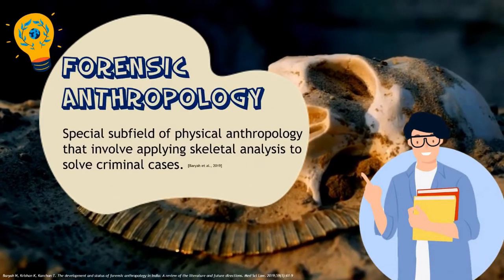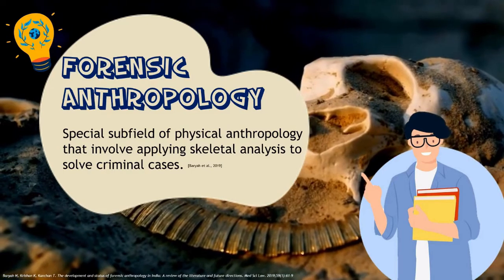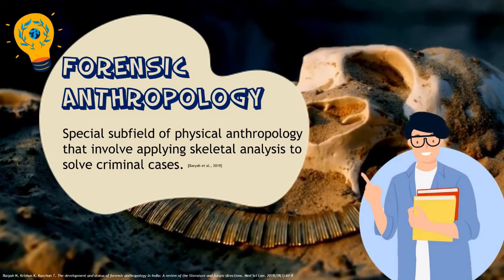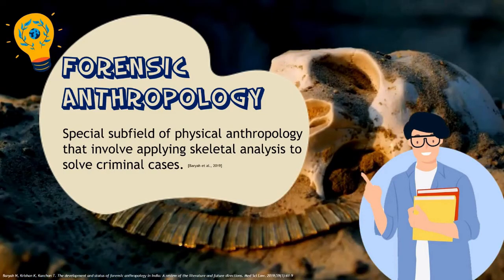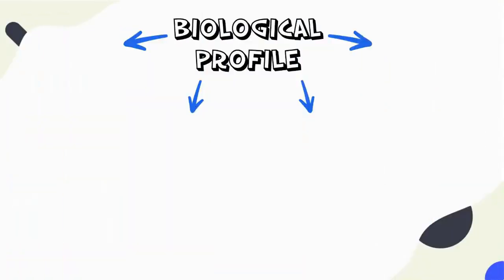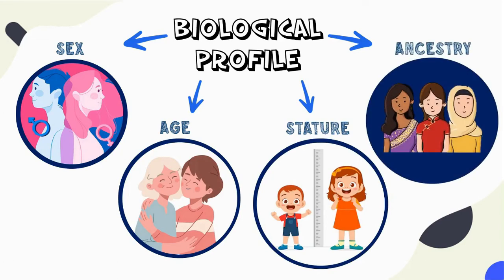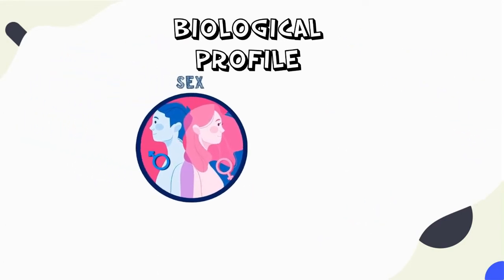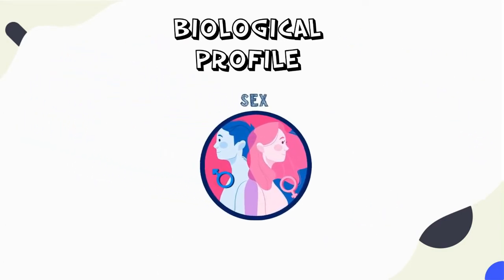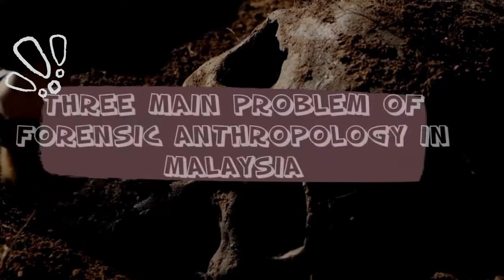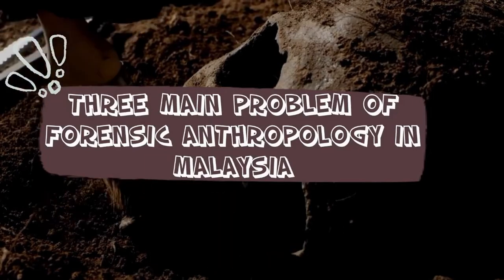Generally, forensic anthropology is a special subfield of physical anthropology that involves applying skeletal analysis to solve criminal cases. The forensic anthropologist will establish the biological profile that is able to tell us the sex, age, stature, and even ethnicity of the deceased. Today, we focus on the method to identify the sex of the deceased, using a new method in forensic anthropology. Currently there are three main research gaps of forensic anthropology investigation in Malaysia.